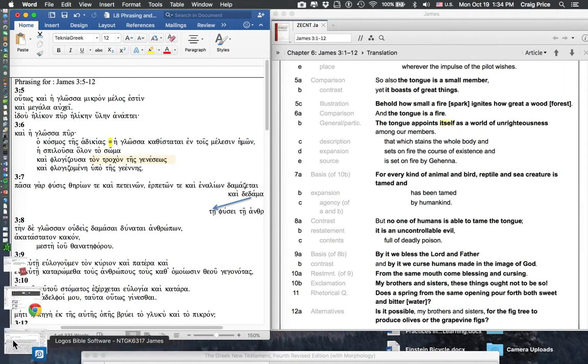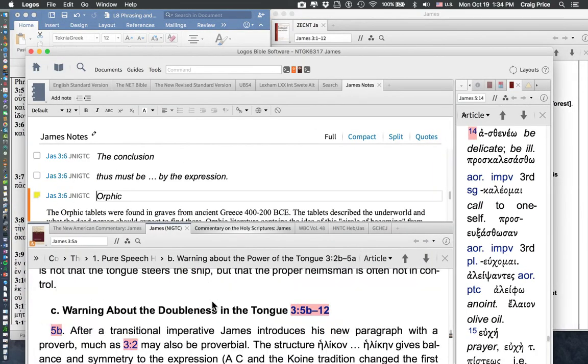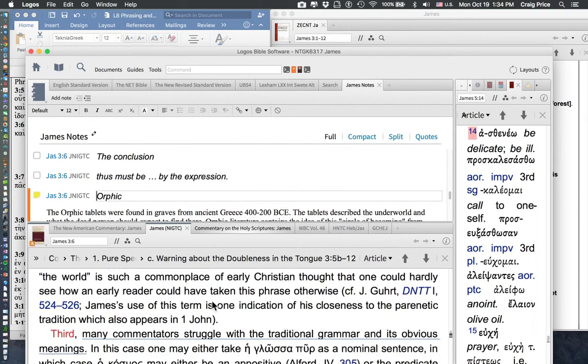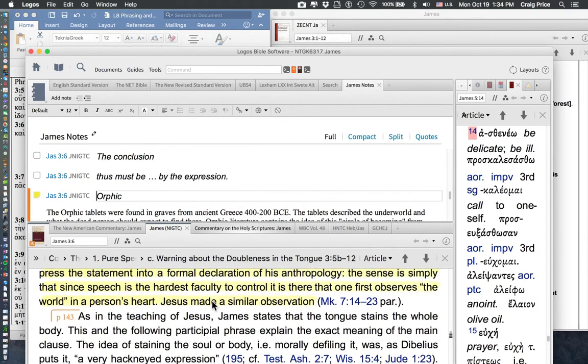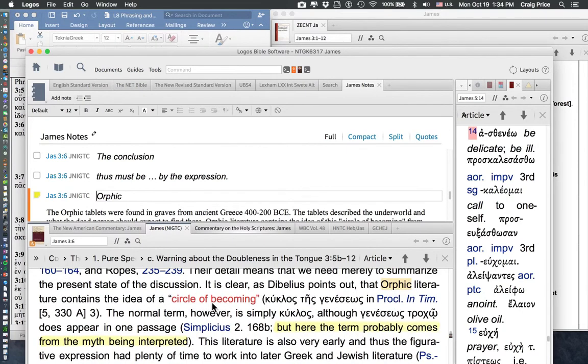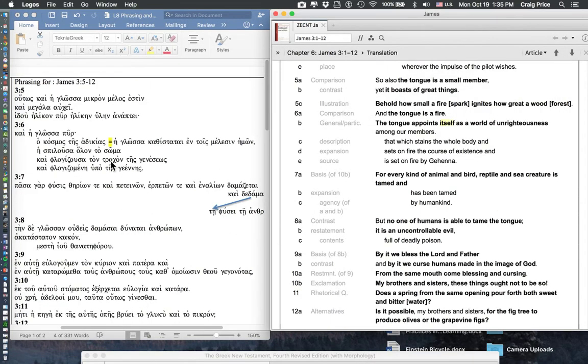And see if I can pull it up here. I'm going to show you verse 6 down here as you read. This is David's right here. And his conclusion is that Debelius thinks it's from this phrase right here, kuklos tes geneseos, and here's where it occurs, Proclus and some other writings where they explained the tablets, and they would put these tablets in the graves, and it would describe what the people were going to see when they got to the underworld. Pretty dismal thought, huh? I mean, pretty negative. But notice how James is using it.